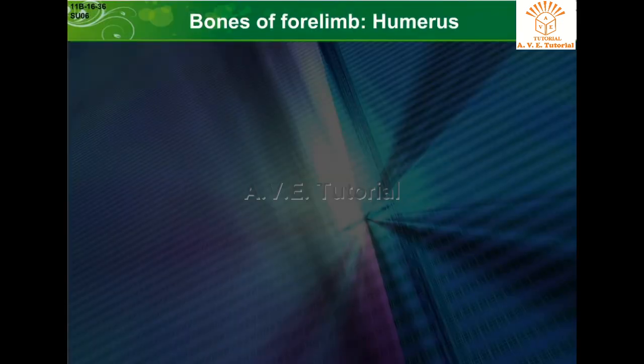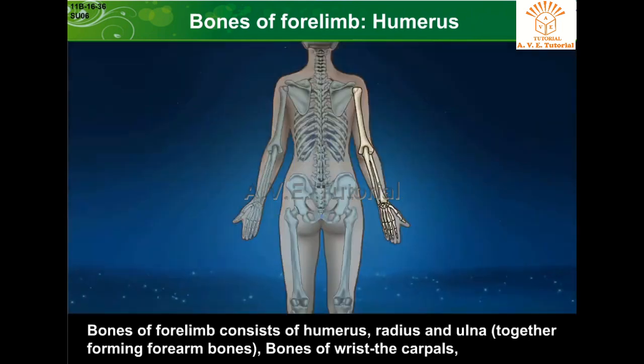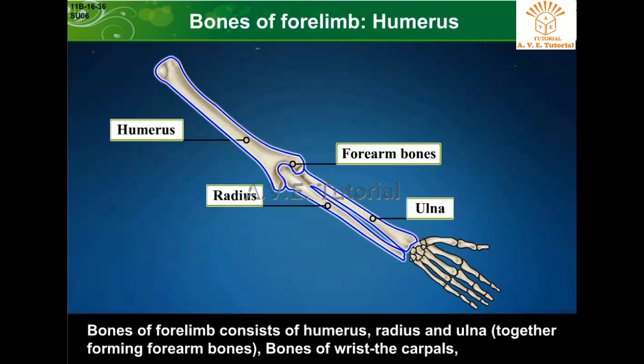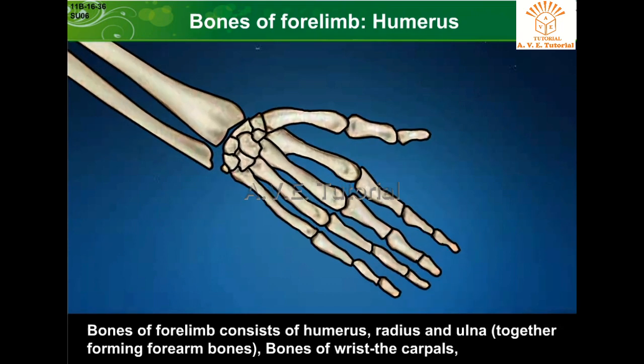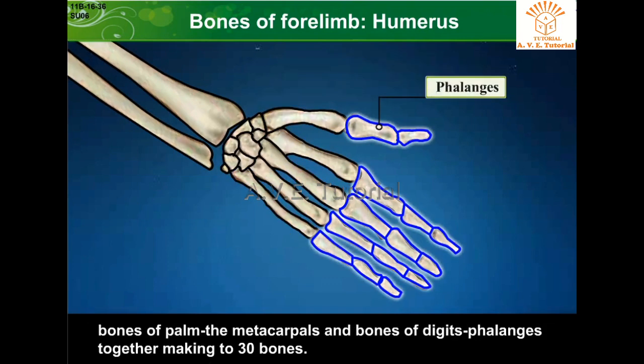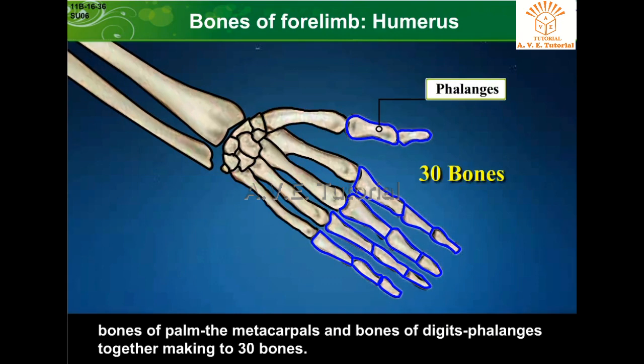Bones of forelimb. Bones of forelimb consist of humerus, radius, and ulna, together forming forearm bones. Bones of wrist, the carpals, bones of palm, the metacarpals, and bones of digits, phalanges, together making up 30 bones.